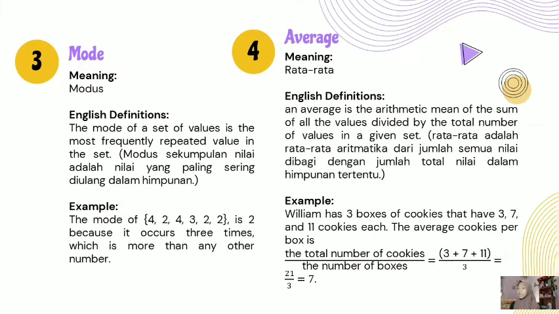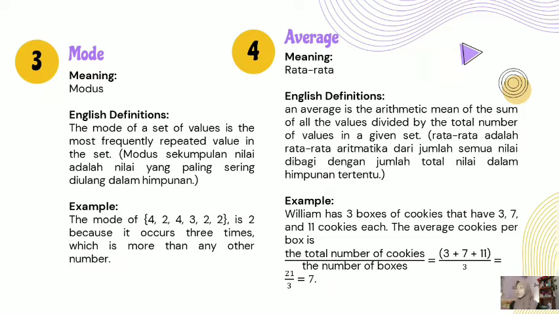Number 3, mode. Meaning is modus. English definition: the mode of a set of values is the most frequently repeated value in the set. Example: the mode of 4, 2, 4, 3, 2, and 2 is 2 because it occurs 3 times, which is more than any other number.